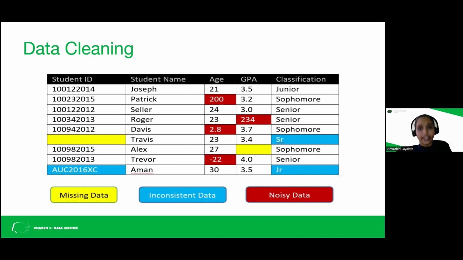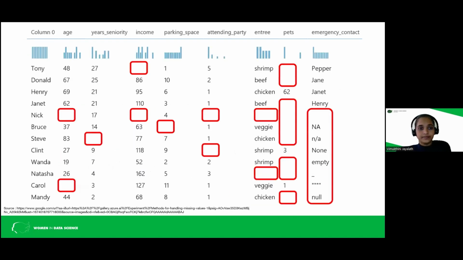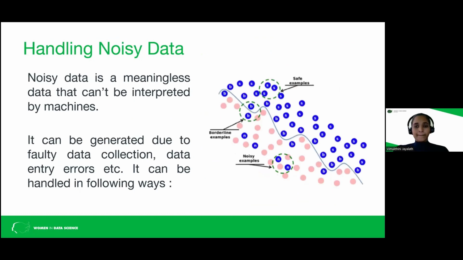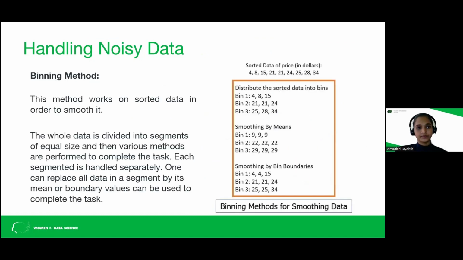So if you see age, we have 200 and minus 22. So those are not proper ages to have, right? So that's noisy data, probably a data entry error. So to handle noisy data, we have the first method, which is the binning method.